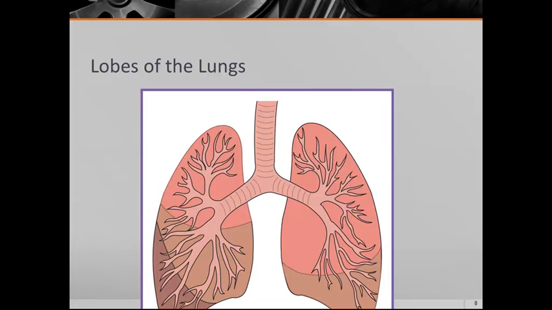The lobes of the lung. The right lung has 3 lobes and is significantly larger than our left lung. Our left lung has 2 lobes. Our lungs have 2 membranes. It has the parietal membrane and the visceral membrane. There is pleural fluid that allows movement between the 2 membranes.